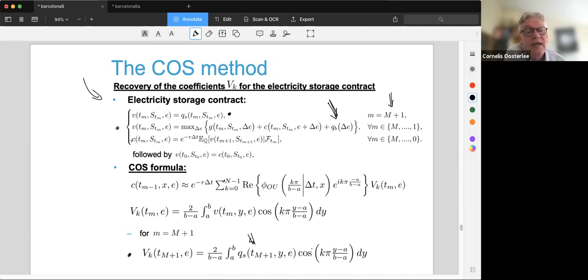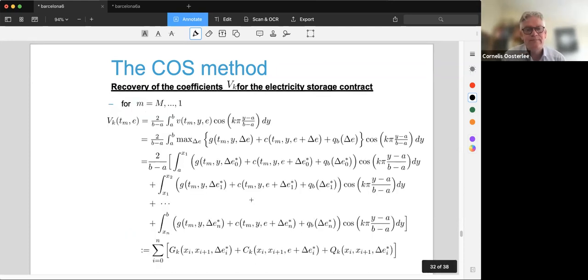And the continuation with E energy level is the discounted value of the expectation under the measure Q of the option value at a later time, also with E levels of energy. So that's a lot. I want to show you this because it's quite heavy in computation, right? But it's interesting. So we look for these option coefficients in case of the electricity storage contract.